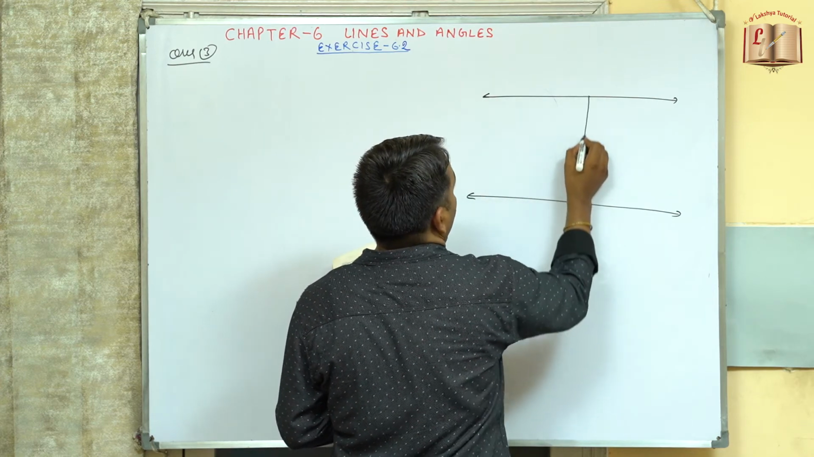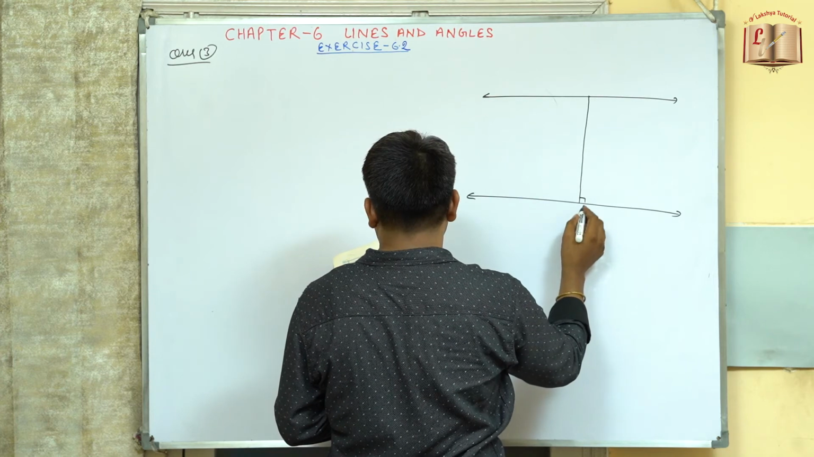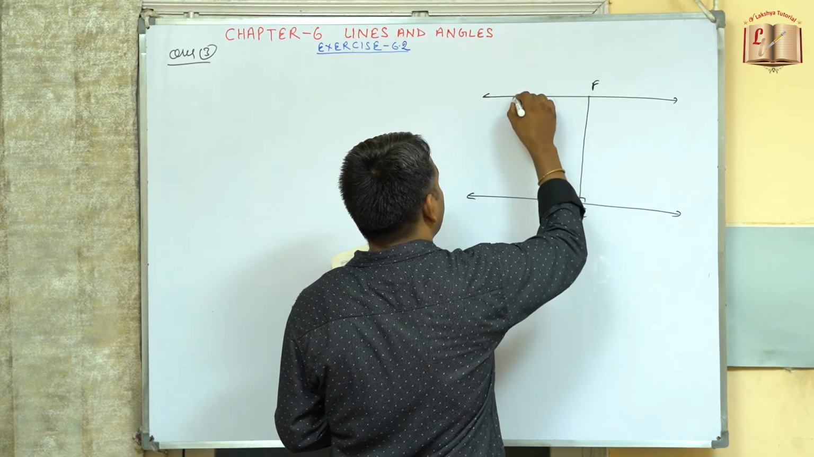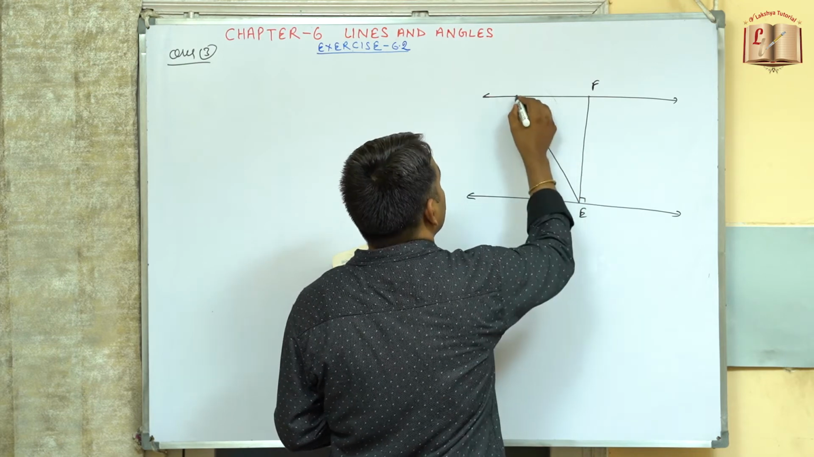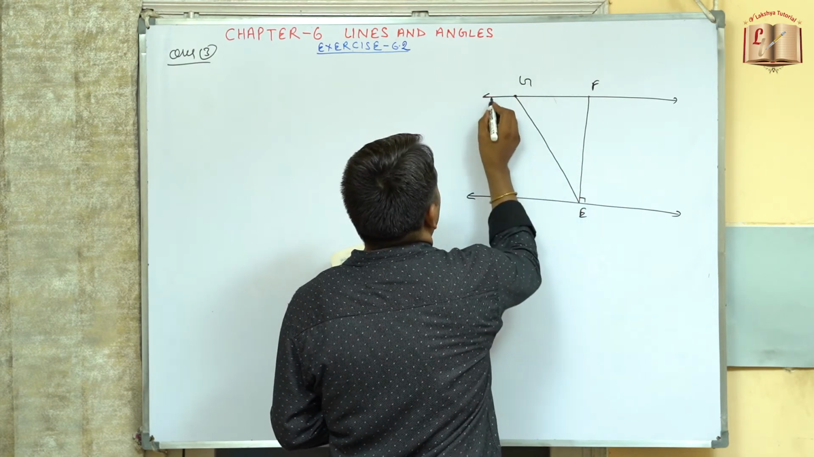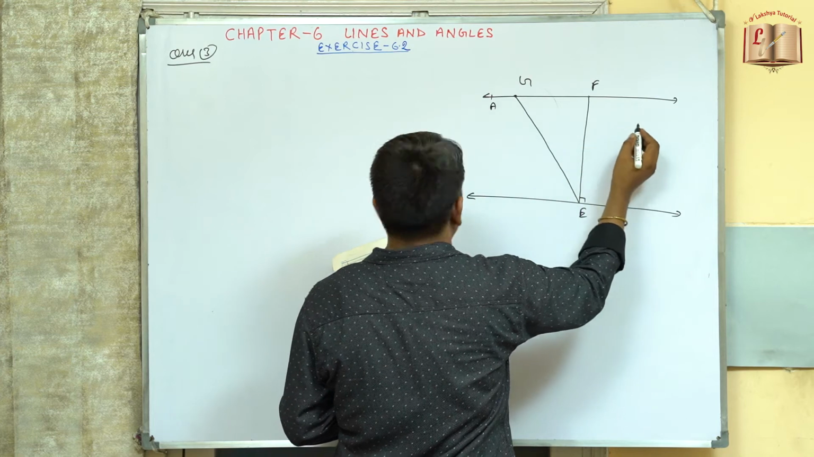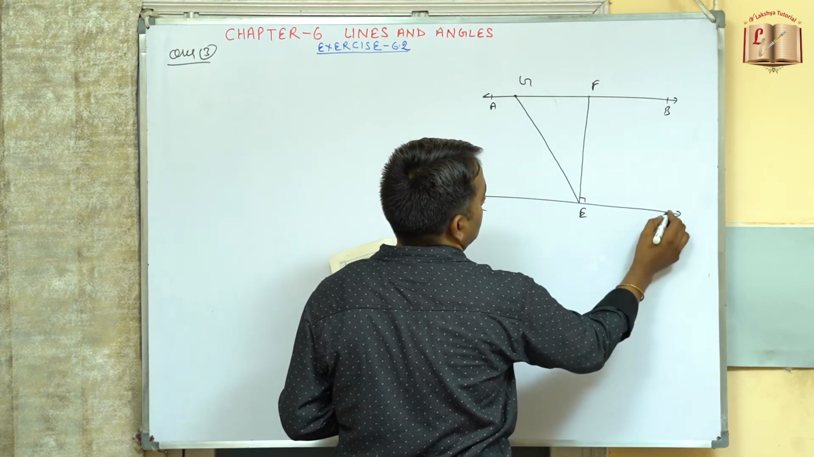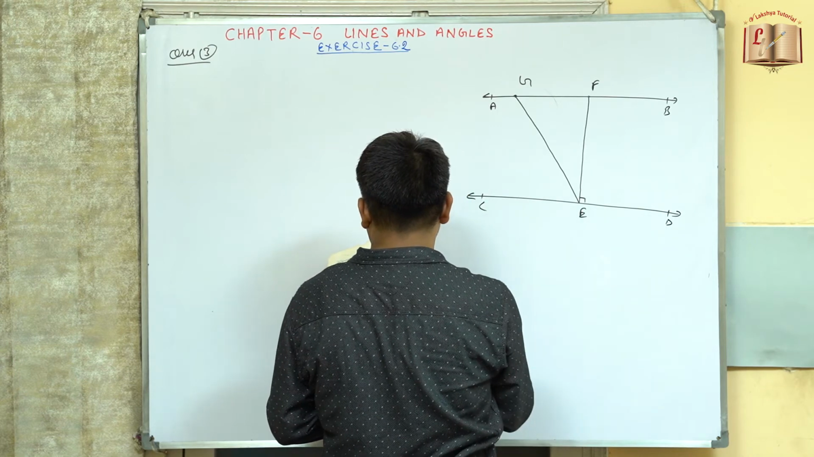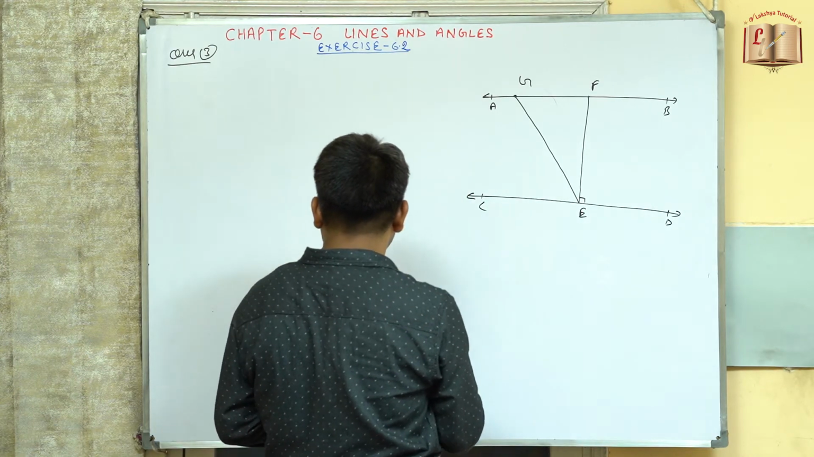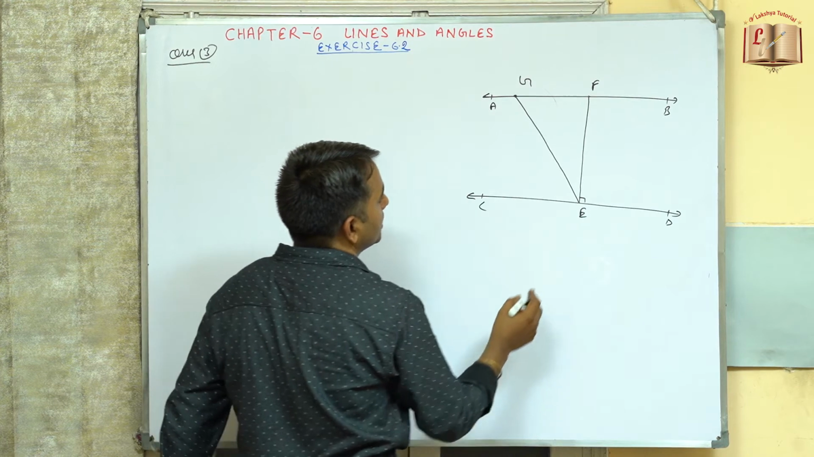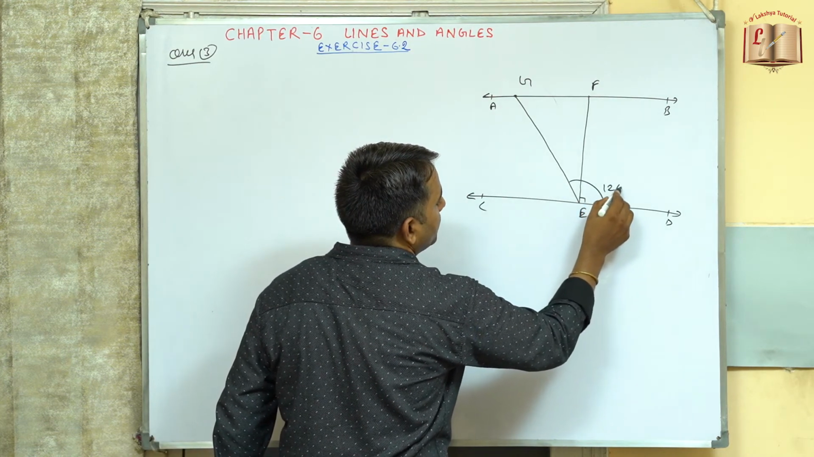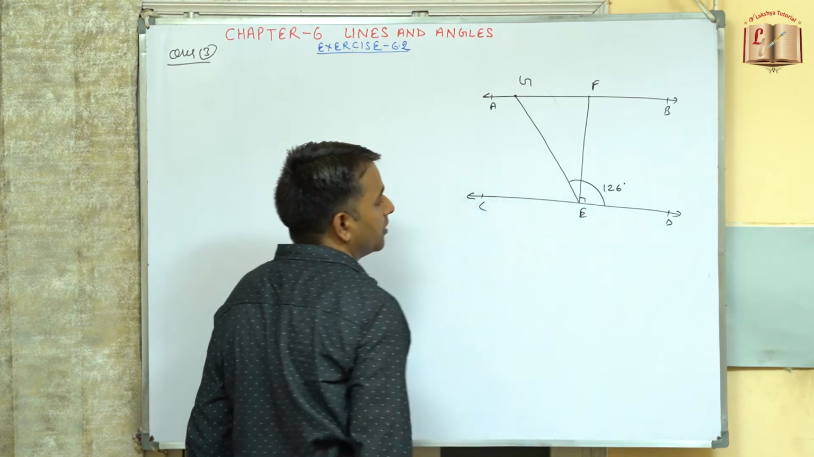So EF is perpendicular, this is already given, this is E, this point is F, and from here this is G and this point is A and here it is B, here it is C and D. So these are the points now. GED is already given. GED means this angle is already given to us. This complete is 126 degree given to us.